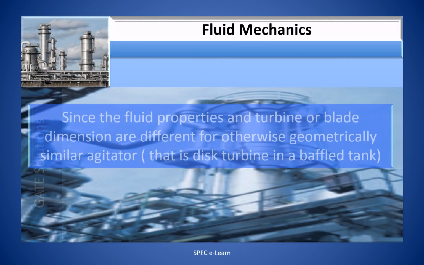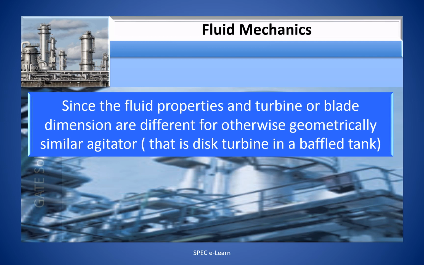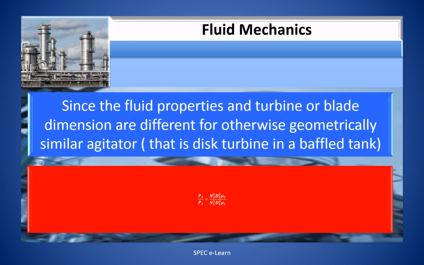Since the fluid properties and turbine or blade dimensions are different for otherwise geometrically similar agitators, that is, a disk turbine in a baffled tank, the ratio of power P2 to power P1 is equal to N2 squared into D2 cube into mu2, divided by N1 squared into D1 cube into mu1.